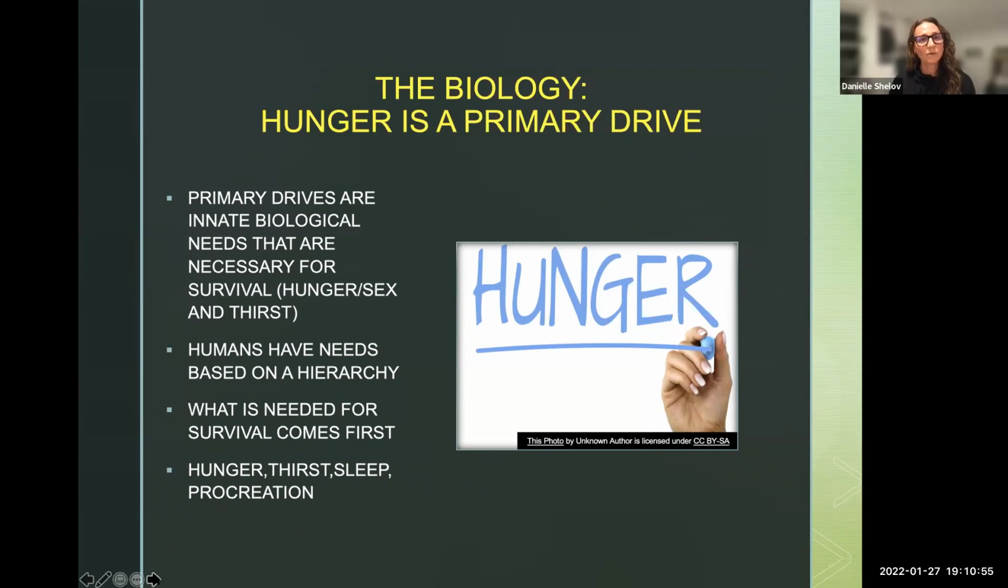And as a human, we have our need system that is based on a hierarchy of needs. So that means whatever is consistent with our survival, whatever we need to survive, we're going to attend to first, right? So that is why hunger becomes so important and is so prolific in terms of understanding eating disorders, right? So that is something I want you to remember for this whole lecture, which is that what is needed for survival comes first. So if we are hungry, that is what we are going to be focused on.